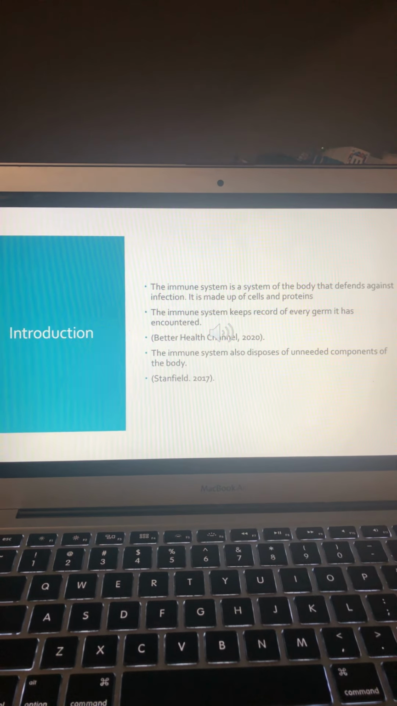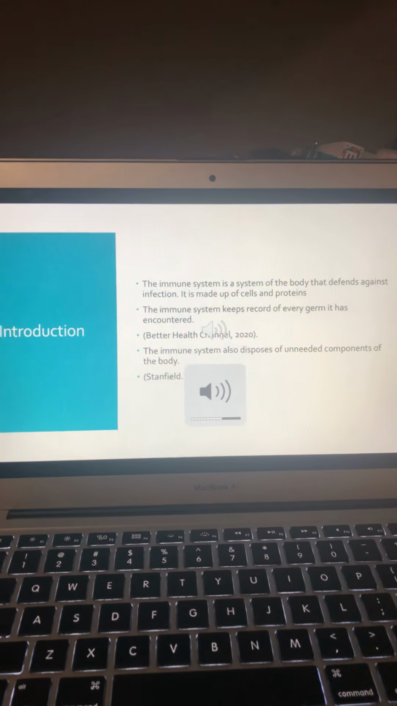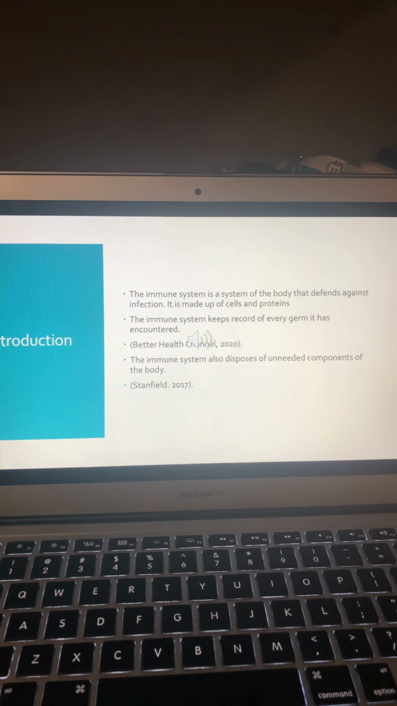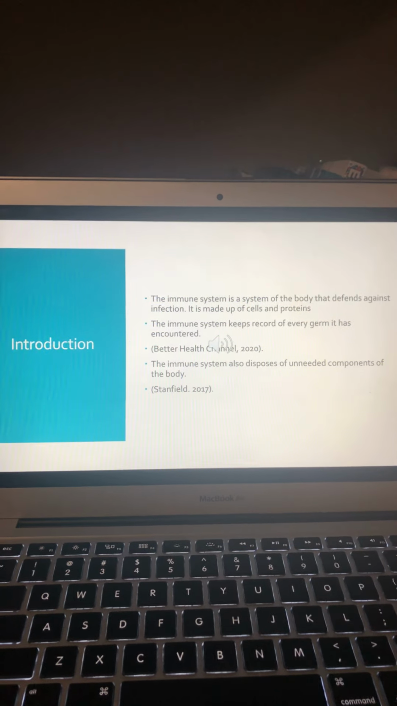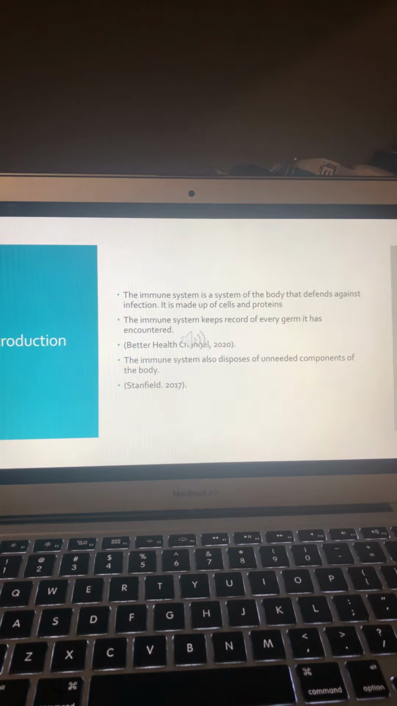Introduction. The immune system is a system of the body that defends against infection. It is made up of cells and proteins. The immune system keeps record of every germ it has encountered. It also disposes of unneeded components of the body.